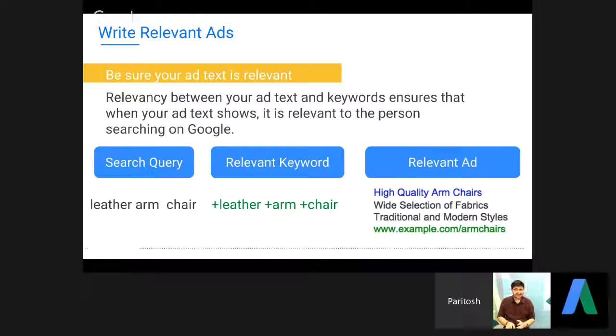Now, when we say that your ad text needs to be relevant, we are basically trying to ensure that any words you have as keywords, which are responsible for triggering the ads, are either present in the ad text, or at least that you talk a little about those keywords in the ad text, because that way you'll be able to establish a connection between your keywords and your ads.